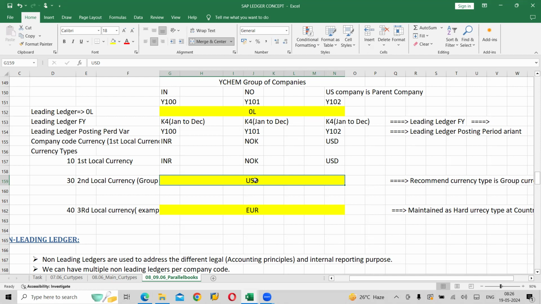And when can I use the third currency? When can we use the third currency? It is a hard currency. Why? When can we use a hard currency?